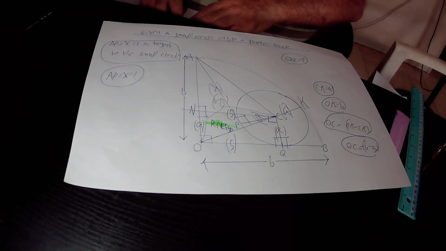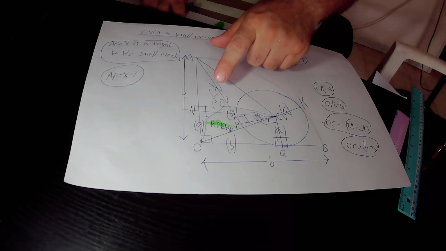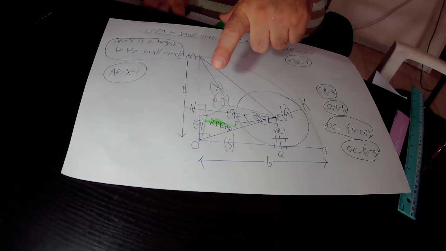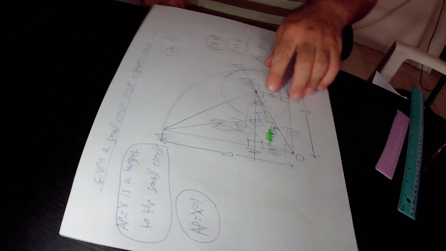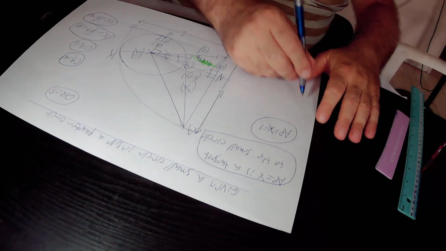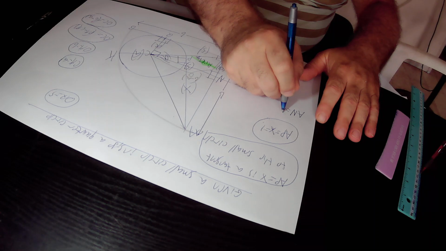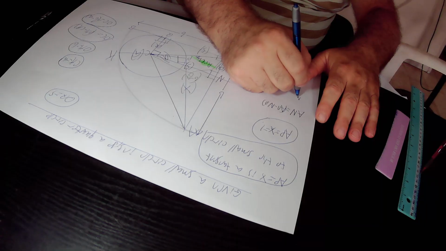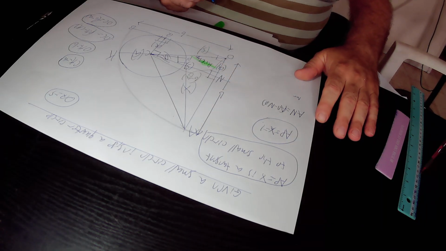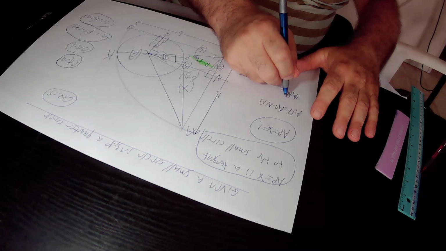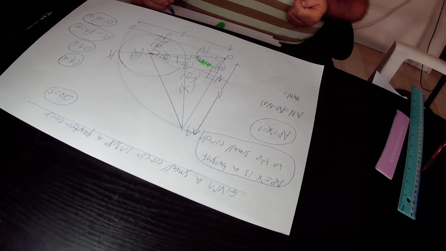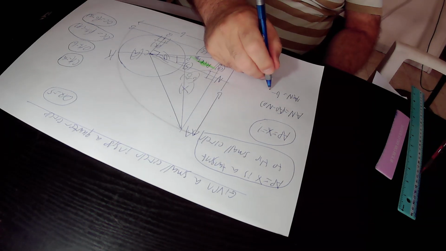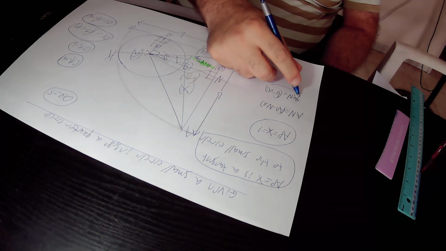What is the length of this missing segment AN? From the drawing it is very easy to see that AN in total equals AO minus NO. So write it down. AN equals AO minus NO. AO is the radius of the circle, that is B, minus NO. NO is A. So in total AN equals B minus A units in length.